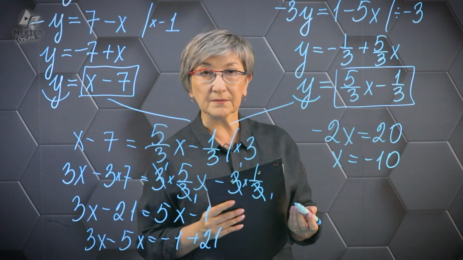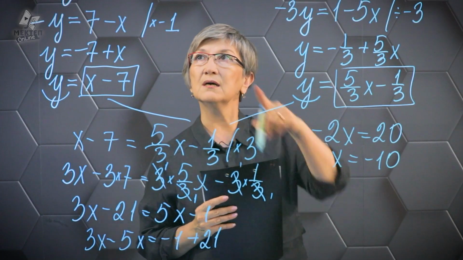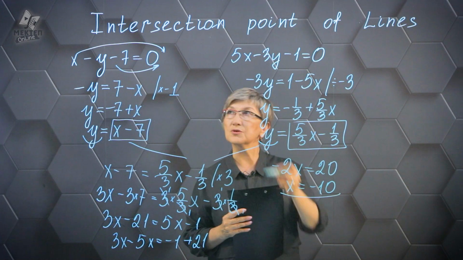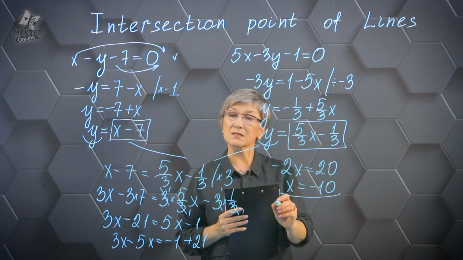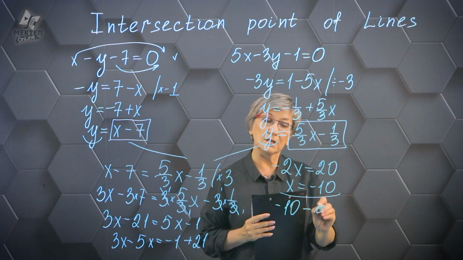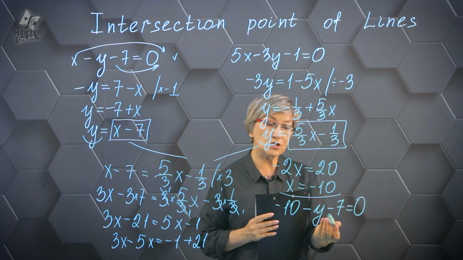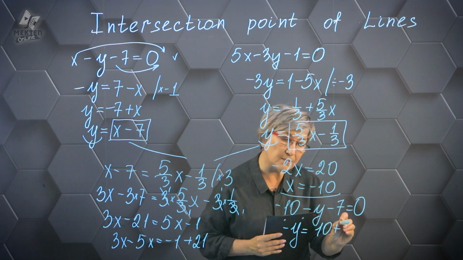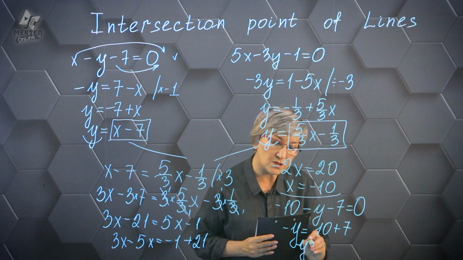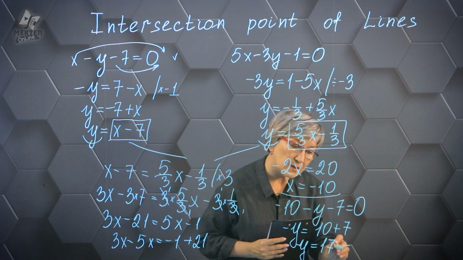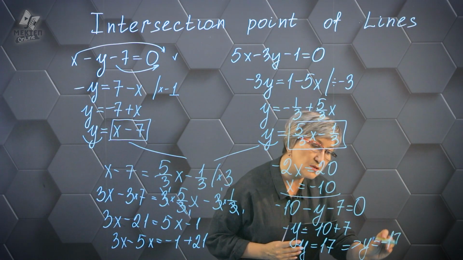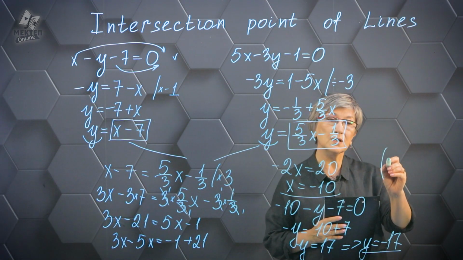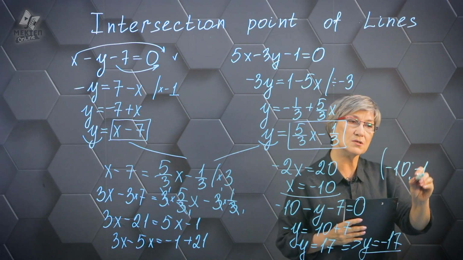Next, we must find y. We can substitute the value of x into either the first equation or the second equation. And then we will have the result. Let's plug it into the first equation. x equals negative 10. Negative 10 minus y minus 7 is 0. We have a single variable equation, and negative y equals 10 plus 7. Then minus y equals 17. Thus, y equals negative 17. We found the intersection point of two function graphs. Let's note it down, with coordinates minus 10 and minus 17.